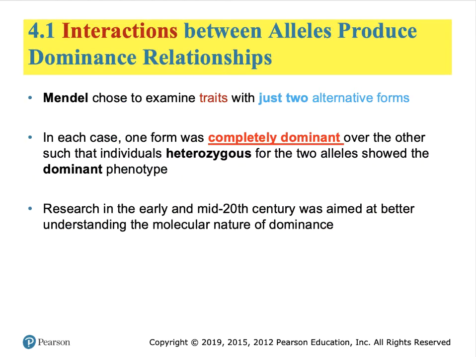The documented component of Mendel's work shows that he chose to work on traits that happen to have just alternative, easy to identify forms. For instance, yellow seeds, green seeds, tall plants, short plants. So in each of his documented cases, one form was completely dominant over the other. That meant that in the heterozygous state, big A, small a, the phenotype of the dominant could not be distinguished from big A, big A.